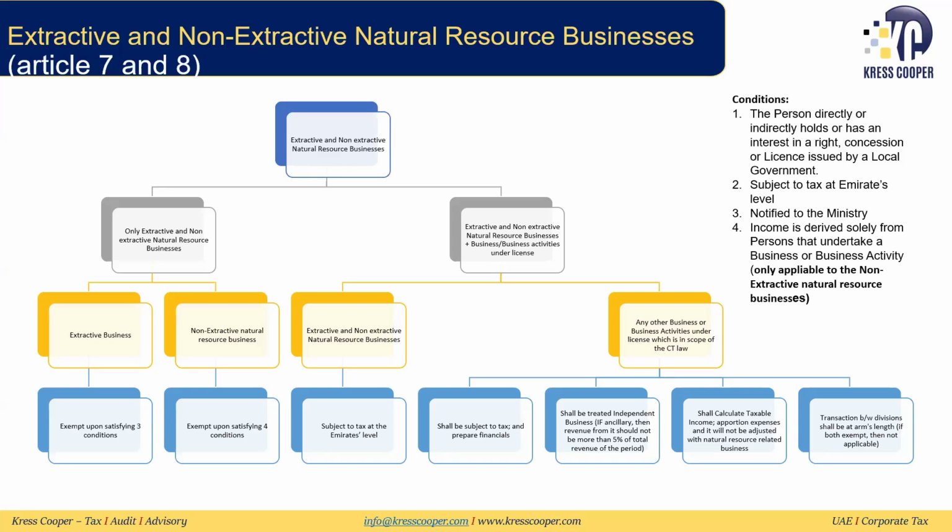They have to calculate the taxable income, file the return, and apportion the expenses between the two businesses, and they cannot adjust, like we discussed in the previous slide, any losses from one category to the other, from the extractive to the other business category. And again, the transactions between these divisions will be treated as transactions with related parties, and they need to be at arm's length. The only exception is if they are both exempt, then it will not be applicable. Otherwise, they will be treated as related parties, and they will need to meet the arm's length condition and transfer pricing rules.